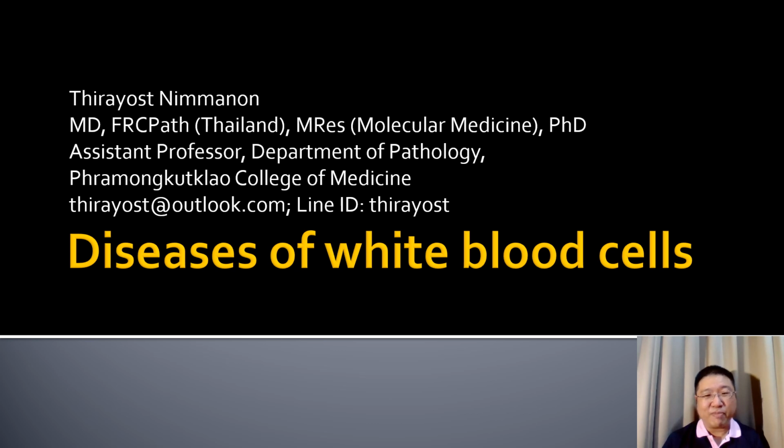Today, I'm going to talk about haematopathology. I'm going to cover diseases of white blood cells and diseases of the spleen and the thymus. I'm going to skip the parts on red blood cell and platelet pathologies, as you have already learned about them in different lectures.